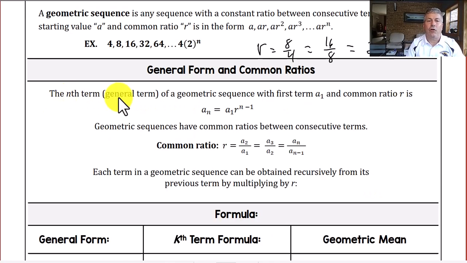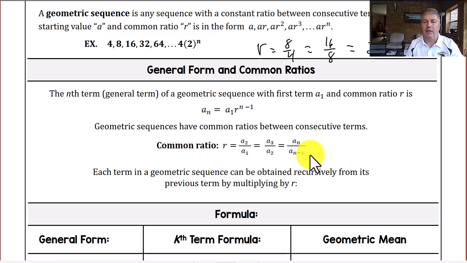So the nth term, or general form, of a geometric sequence with a first term of a sub 1 and a common ratio of r is a sub n equals a sub 1 times r raised to the n minus 1. Now be careful with your order of operations here. We're only raising the ratio to that particular power, not the first term. So that first term is going to be a multiplier in front of that ratio raised to a power.